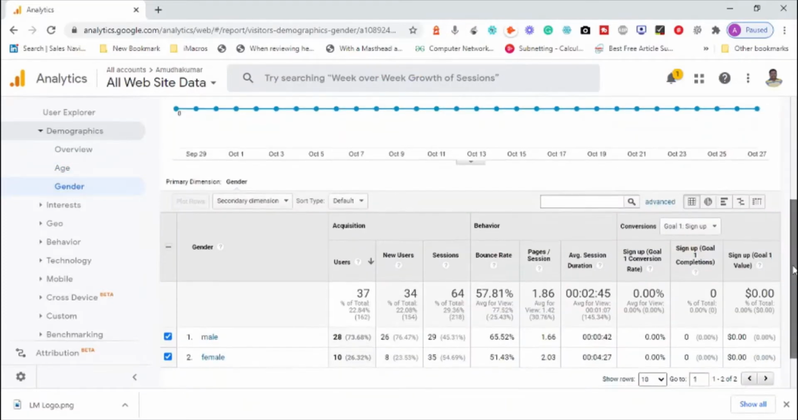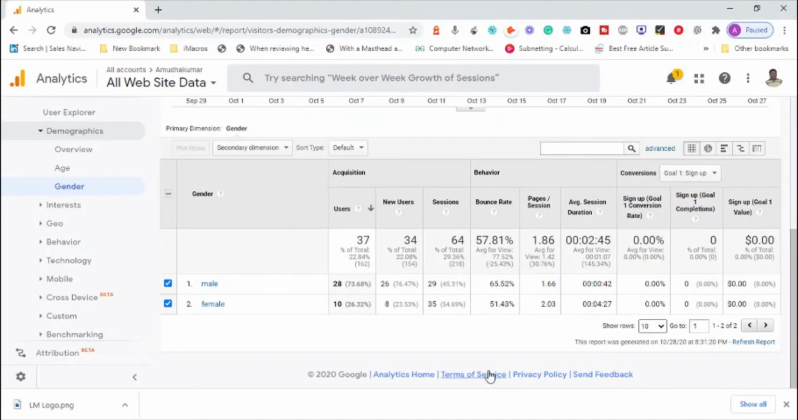And both male and female genders are coming to my website, where the male gender is a little higher. So I can see this data. This data is available under the demographic section.